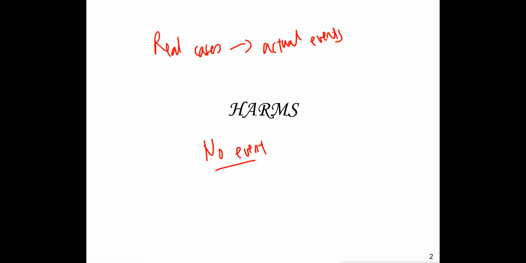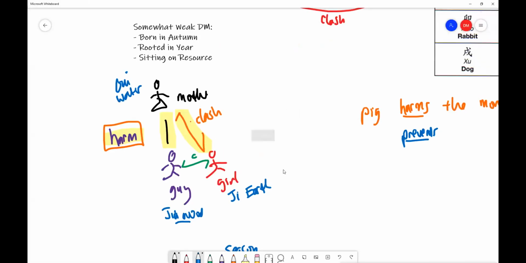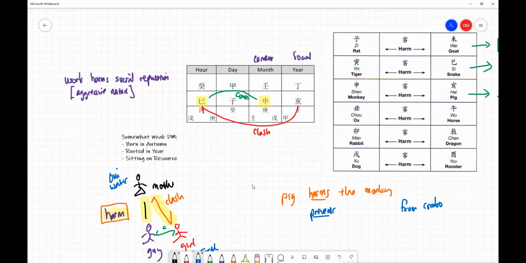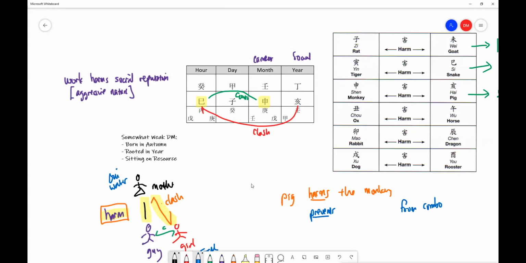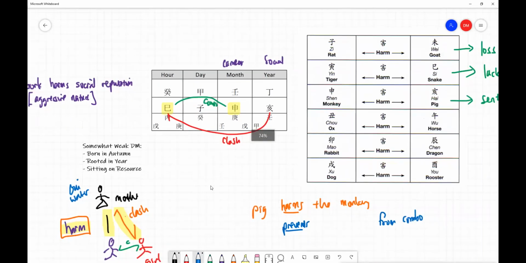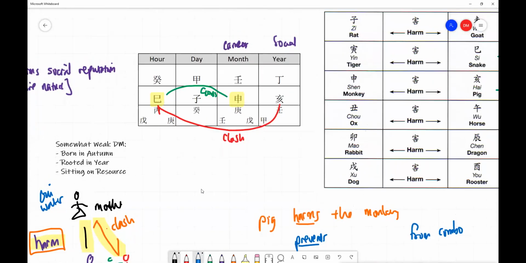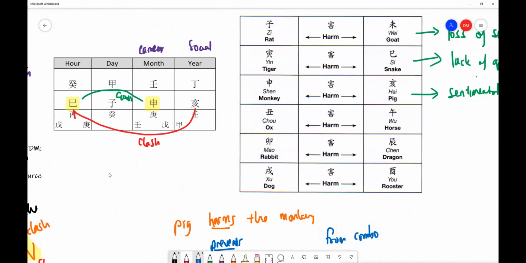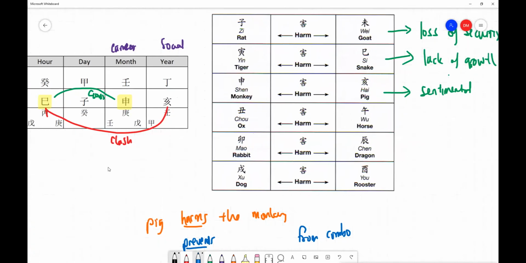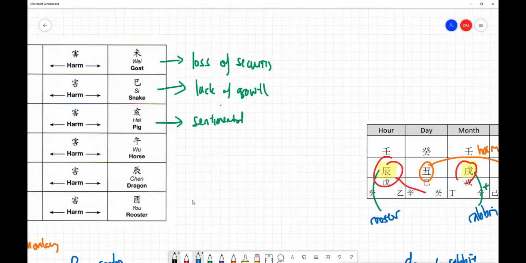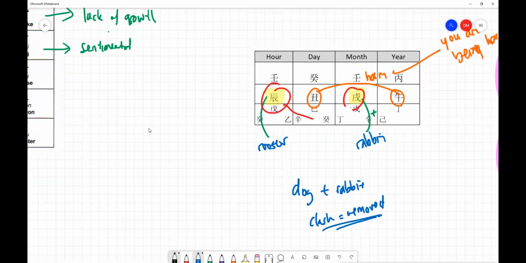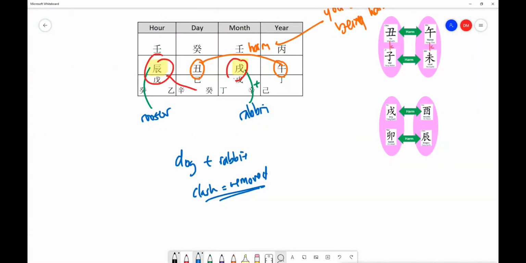So to recap, without harm, clash and combo can occur. So only harm can prevent a clash or combo from happening. No, harm prevents a combo from happening. Combo prevents a clash from happening. Okay. So just now, remember, I was saying it right. Therefore, it is here. So a harm.